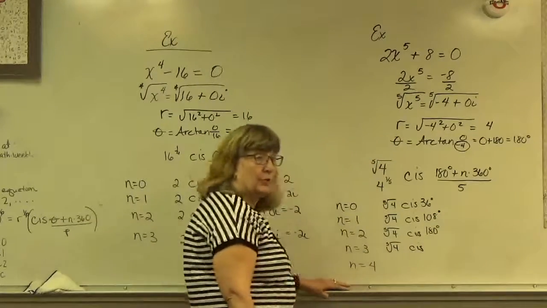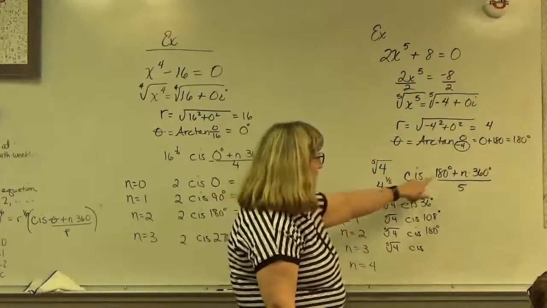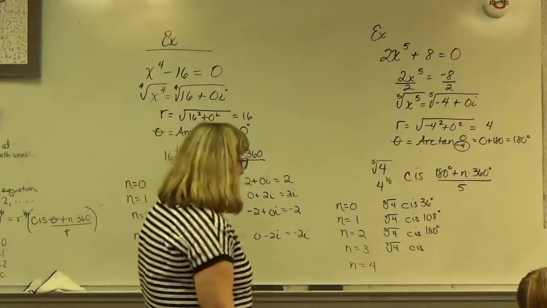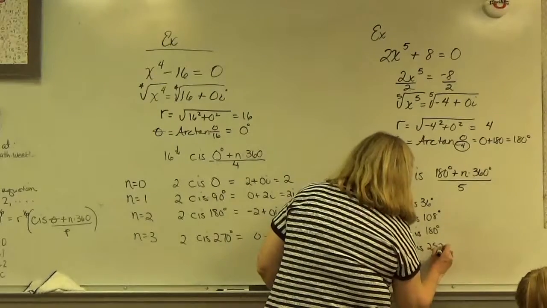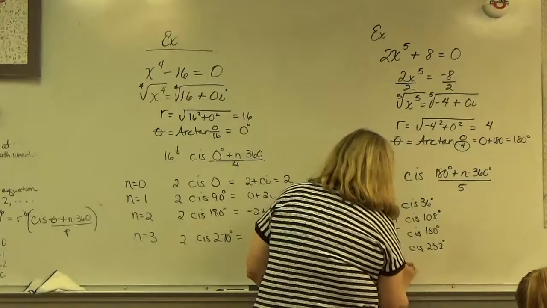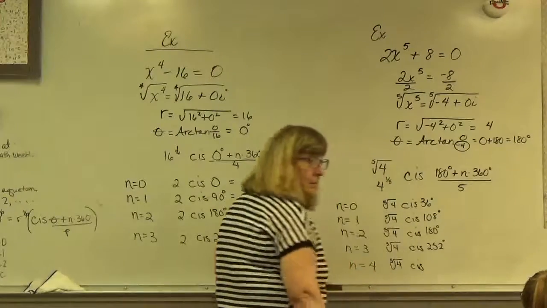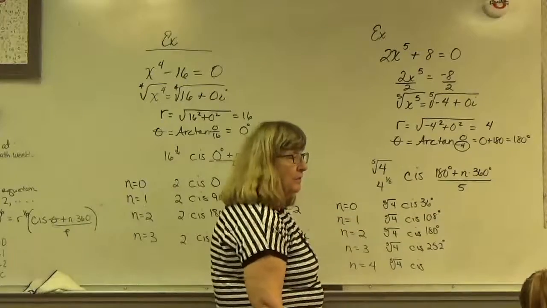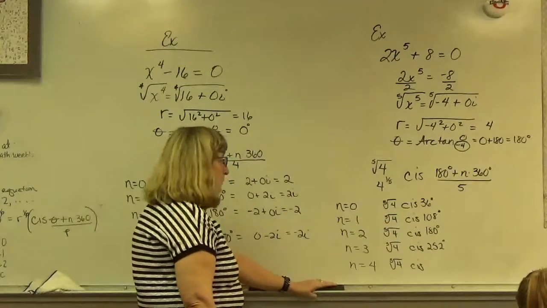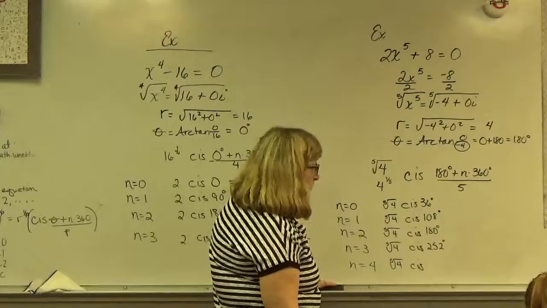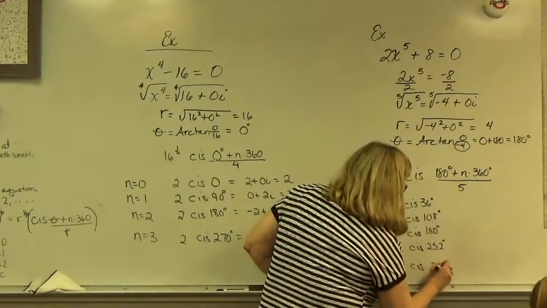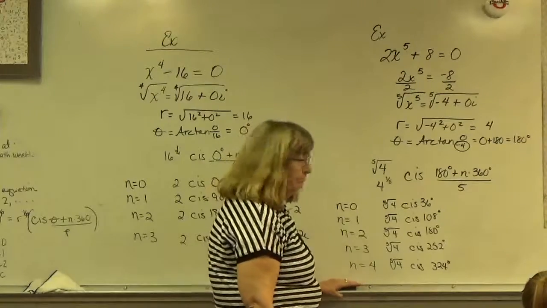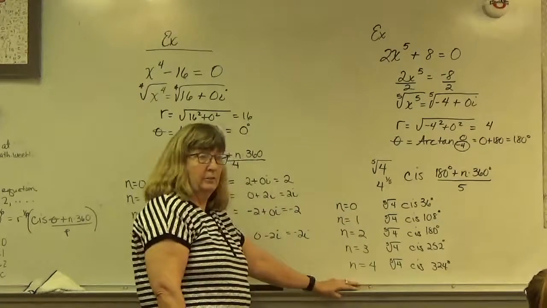We're ready for 3. 180 plus 3 times 360 gives 252. Right. Last one is the 5th root of 4 times cis of, you're putting in 4. 4 times 360 plus 180 divided by 5 is 324. And if you noticed, it went up by 72 each time. You already see the pattern? Now we're ready for the calculator.